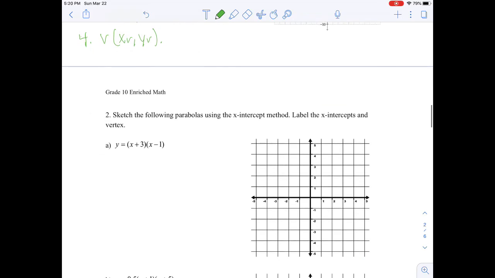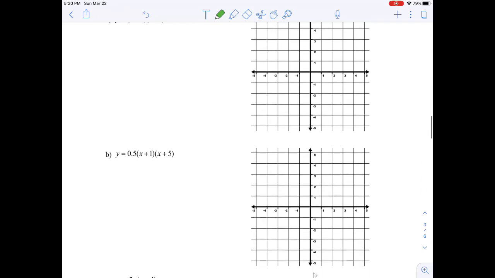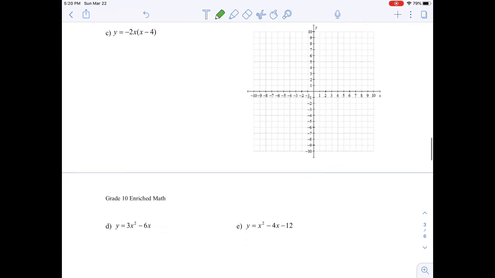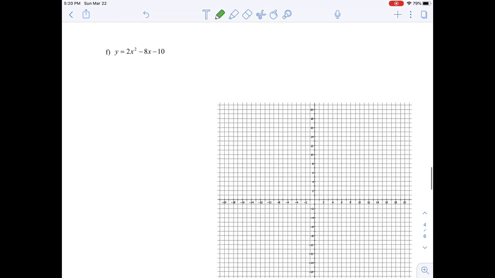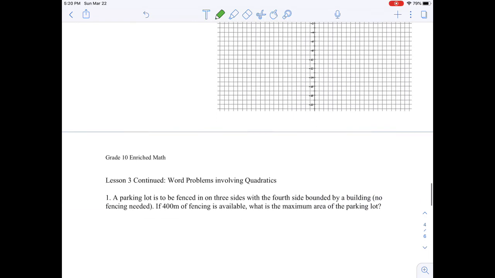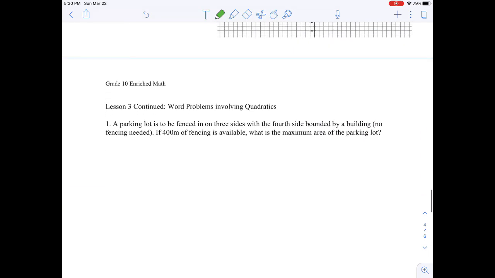So I'm going to give you guys some time now. I'm going to pause the video, and I want you to sketch out the following parabolas. The first few are already in factored form for you. The last 3 are not. You have to factor them first and then graph them. And then I'll catch up with you when we get to the word problems.